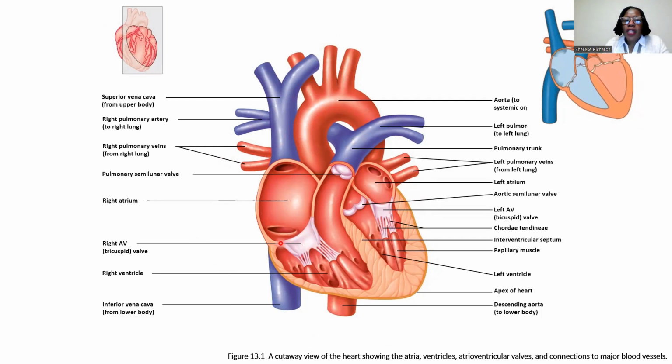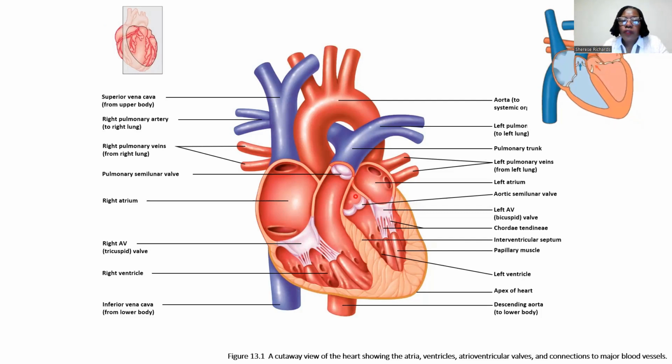So here we have the right tricuspid valve, also called the AV valve. AV because it separates the atria from the ventricle. So it's also called an atrioventricular valve, but it's uniquely named the tricuspid valve on the right. And then the left AV valve, also separating the left atria from the left ventricle, is called the bicuspid valve on the left. So these are both AV valves, and they help to make sure that blood is only going from the atria down to the ventricle and not in the opposite direction.